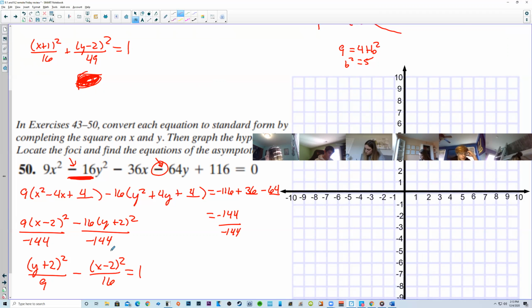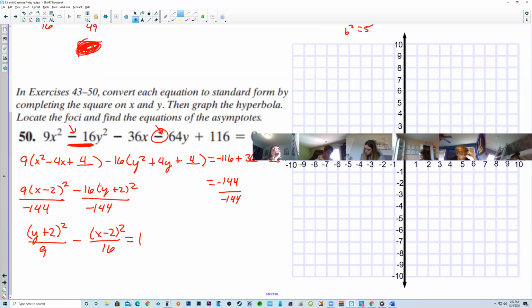Well, now we have everything we need. We got the center, we got the a squared, the b squared. So the center is 2, negative 2. So be careful that you keep the x coordinate with the x coordinate, the y coordinate with the y coordinate. So don't mix them up just because you see this one first. I have made that mistake before, but I don't think I've done it this year yet. 2, negative 2.